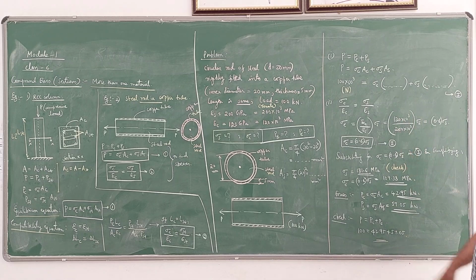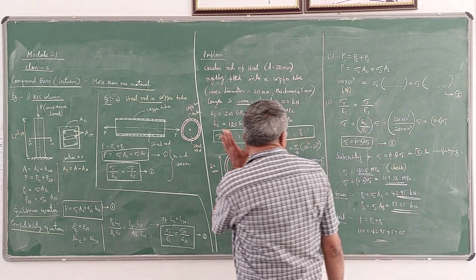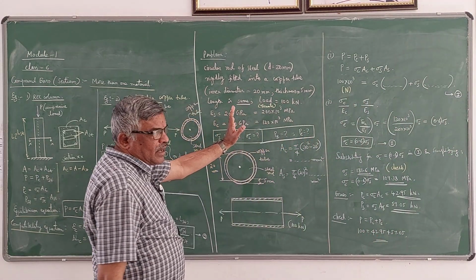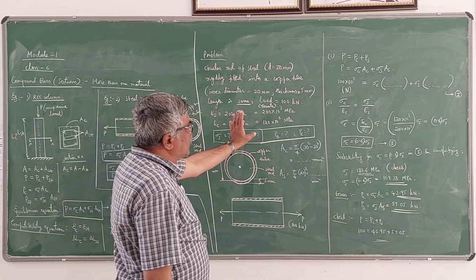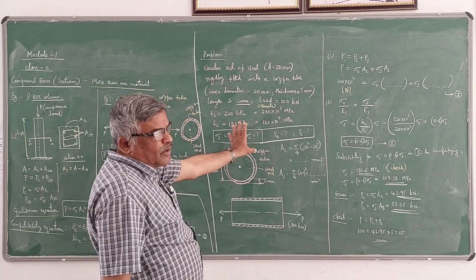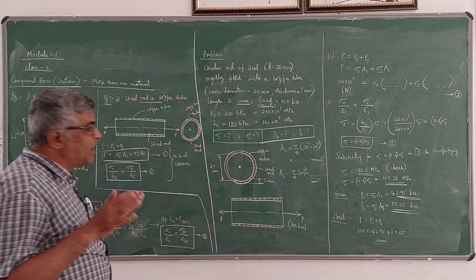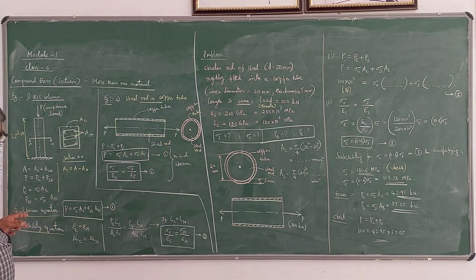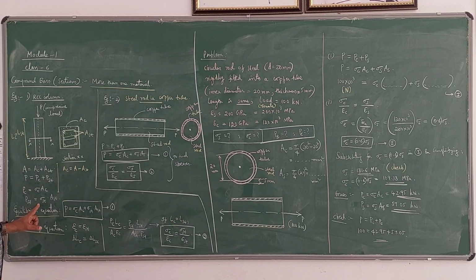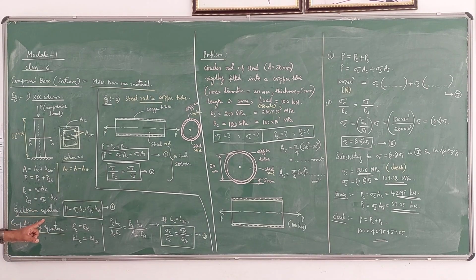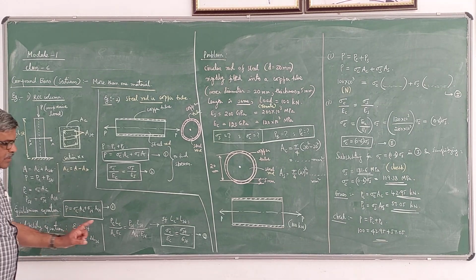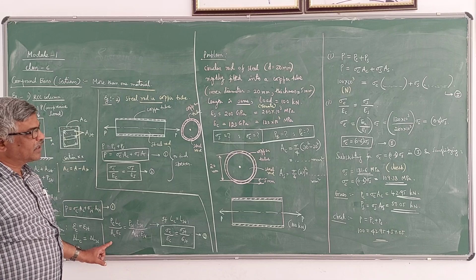So this is how you have to do a problem of a compound bar. It's a compound bar because both copper and steel are there. If we have only one material, then the procedure is different. If you have two materials, two unknowns will be there, so you need two equations. One equation is the equilibrium equation, which is nothing but the force equation. Another is called the compatibility equation, which is nothing but the strain equation. Okay, thank you.